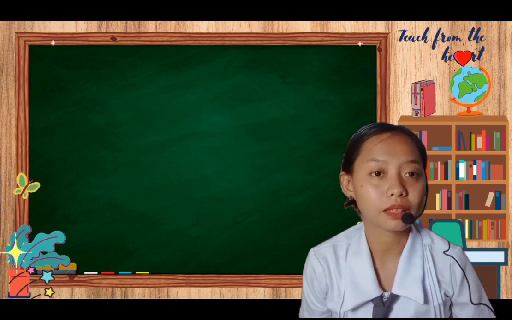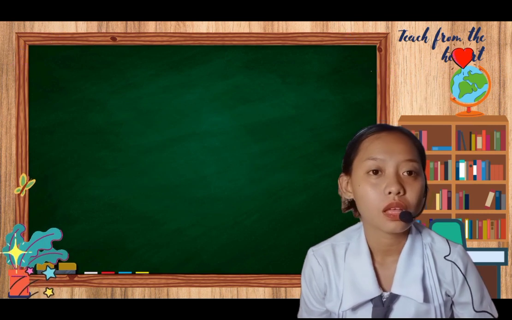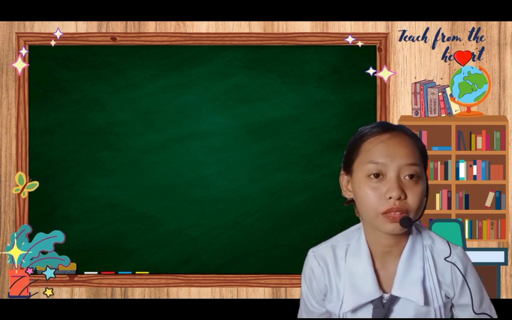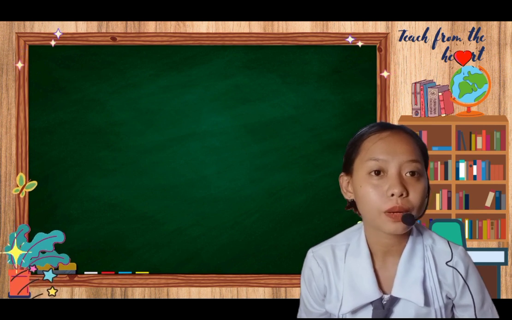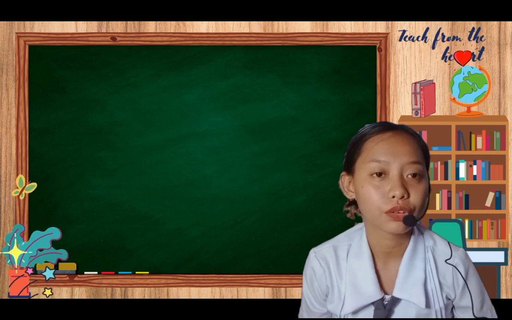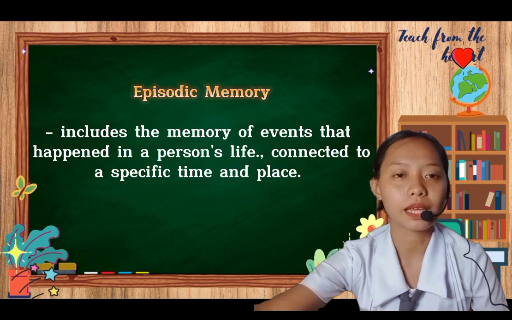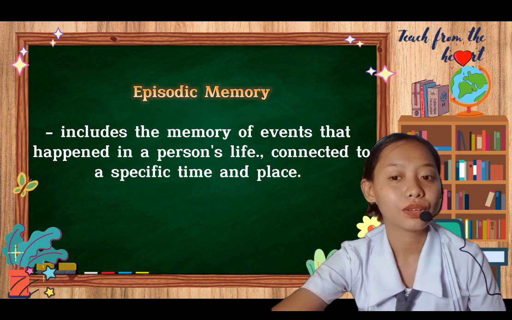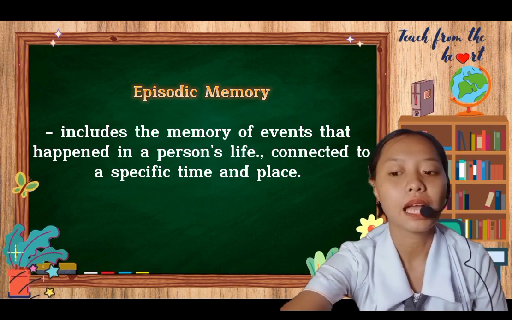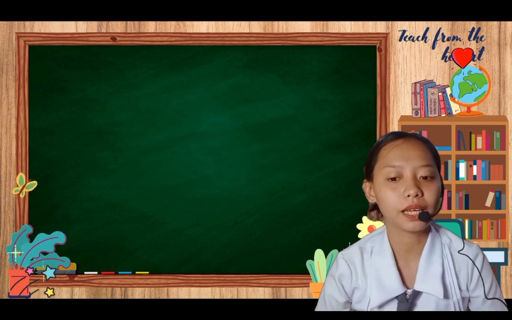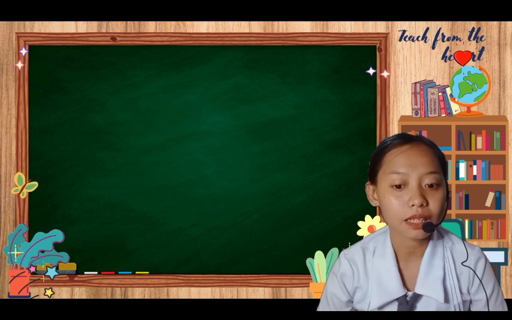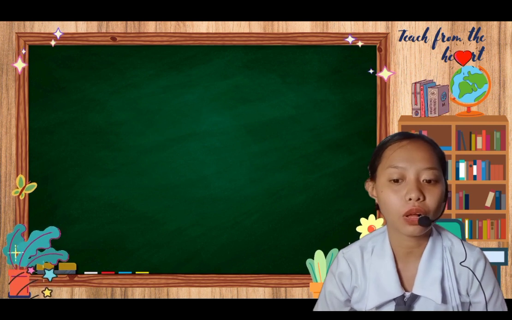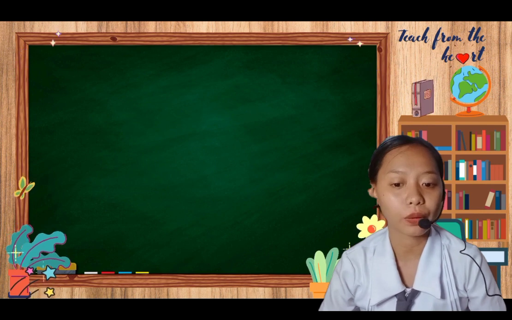Individuals with good semantic memory include those who know the capitals of the countries in the world, many words and their meanings, the order of planets, and other facts. Episodic memory includes the memory of events that happened in a person's life, connected to a specific time and place. For example, a student who can explain the details of his or her most embarrassing moment, who was involved, when, where, why, and how it happened.